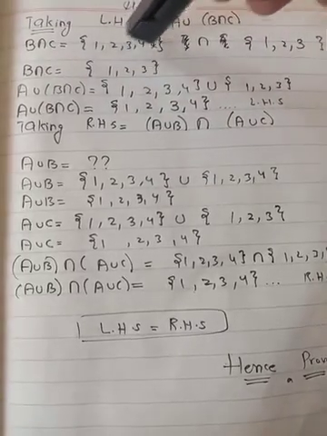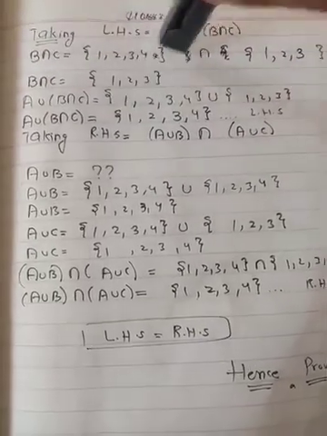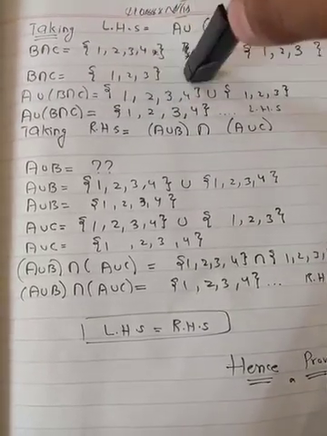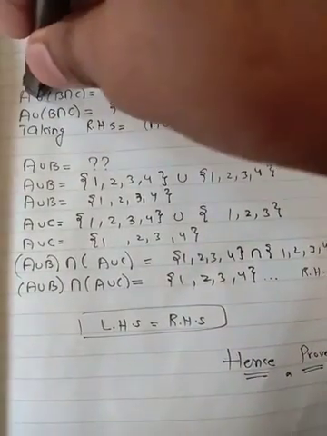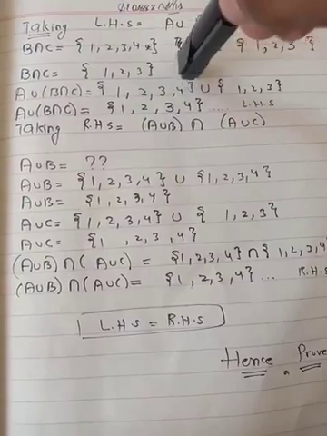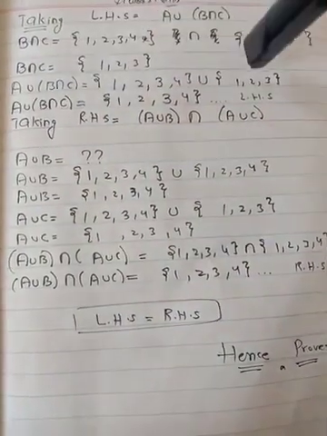B is 1, 2, 3, 4, C is 1, 2, 3. Then the intersection of both sets will be 1, 2, 3. Then we will find B intersection C union with A. A set is 1, 2, 3, 4 union B intersection C. Answer is 1, 2, 3.